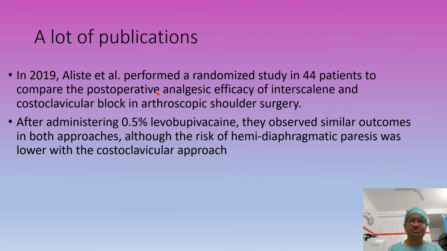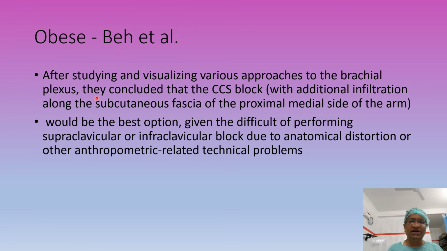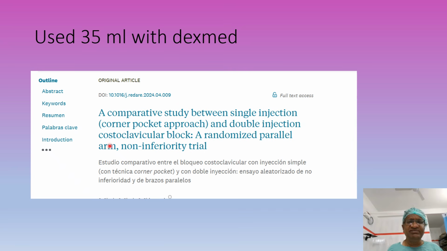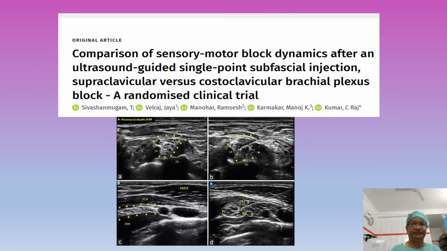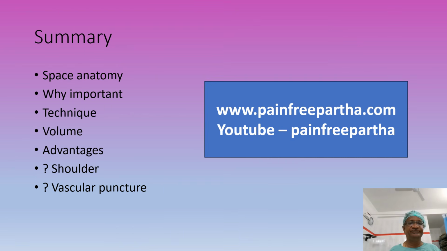A lot of publications on postoperative analgesic efficacy of infraclavicular versus costoclavicular. Similar outcomes with 0.5% levobupivacaine. In obesity, CCS is good. What they have done is, here you see a comparative study, they have used 35 ml with dexmedetomidine, so it is very difficult to compare studies. Sensory and motor blockade dynamics after an ultrasound guided single injection, see supraclavicular and costoclavicular. Both are okay, but phrenic sparing is better with CCS.